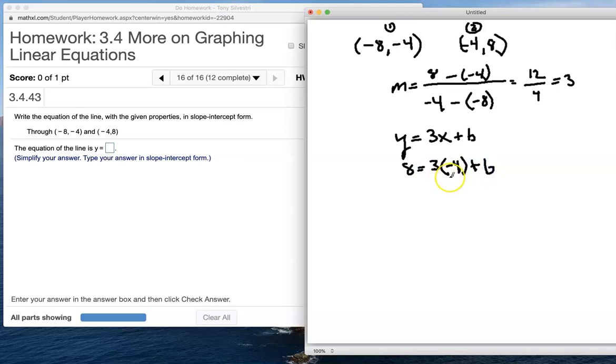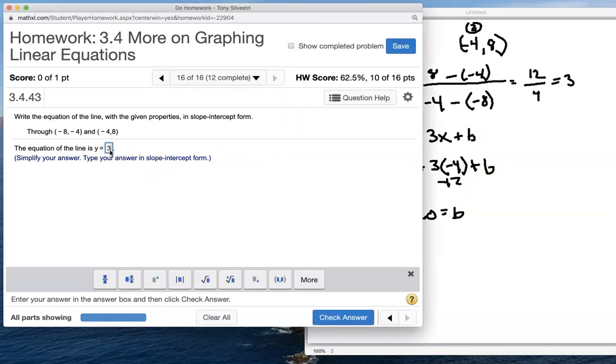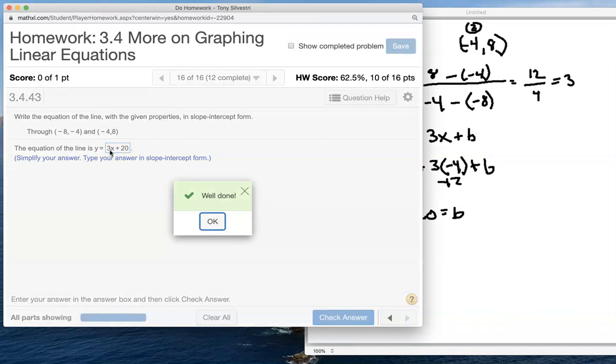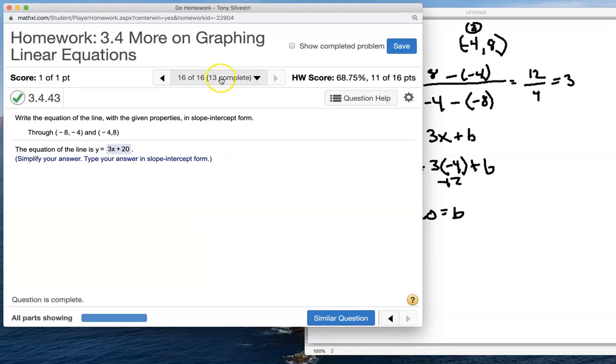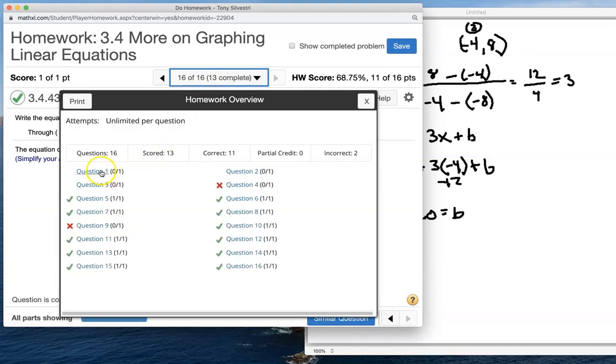So that's negative 12. Then I'm going to add 12 to both sides to cancel it here. b equals 20 when I add it to both sides. So this is going to be y equals 3x plus 20. Enter. Good. Let's do the first three and we'll be done with this.